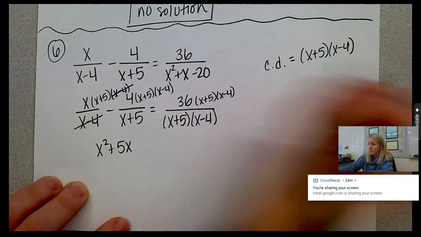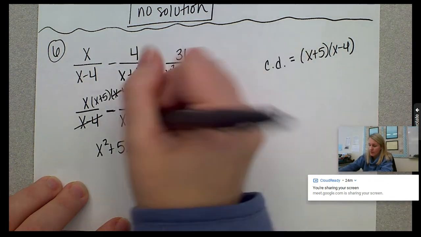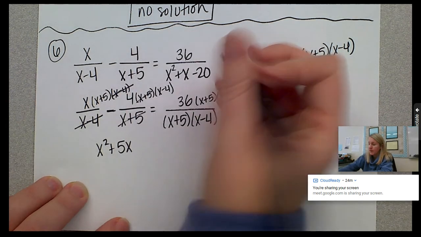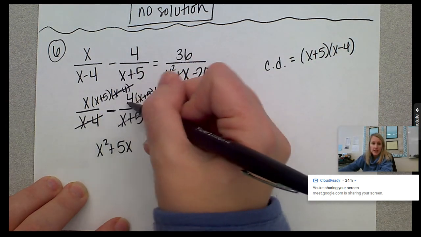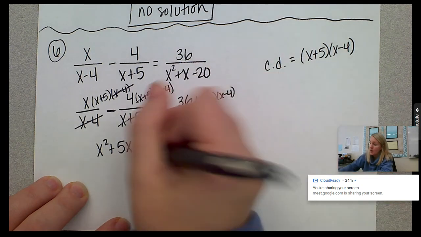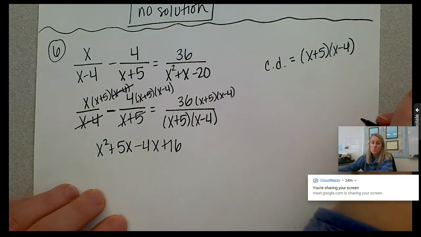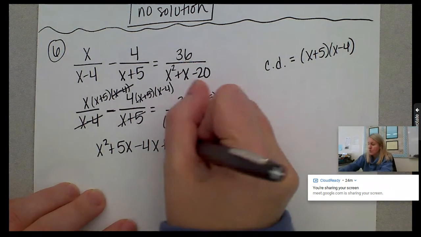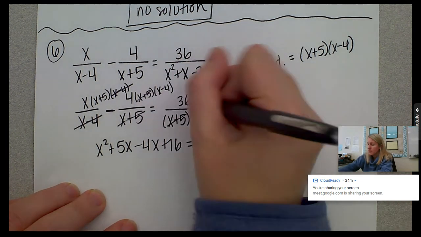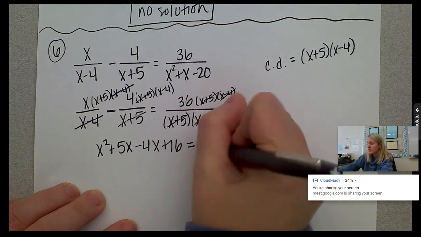All right, just be careful. This is a minus over here, so I'll never forget that. But the x plus 5's cancel. And then I'm distributing, think of that as negative 4. I'm going to distribute. That would give me minus 4x plus 16. Equal sign. Cancel, cancel, cancel, cancel. 36.